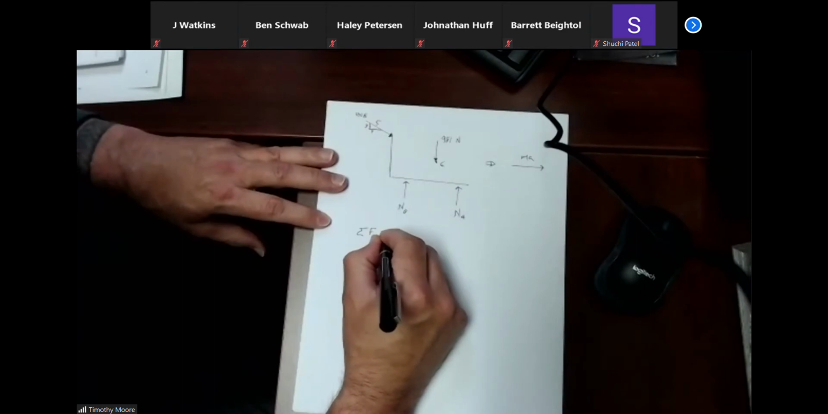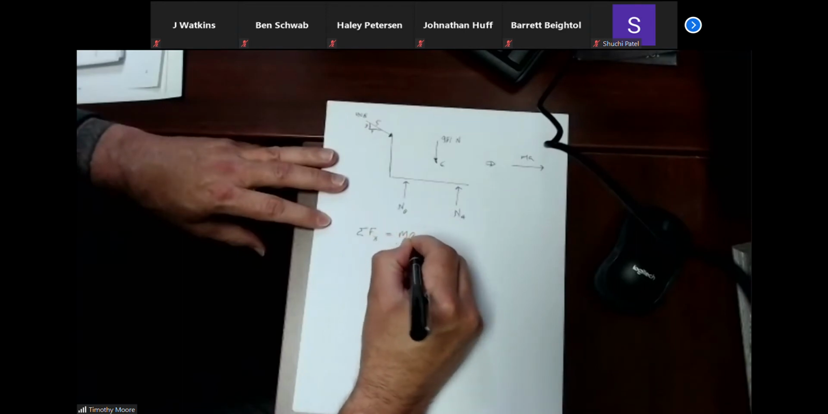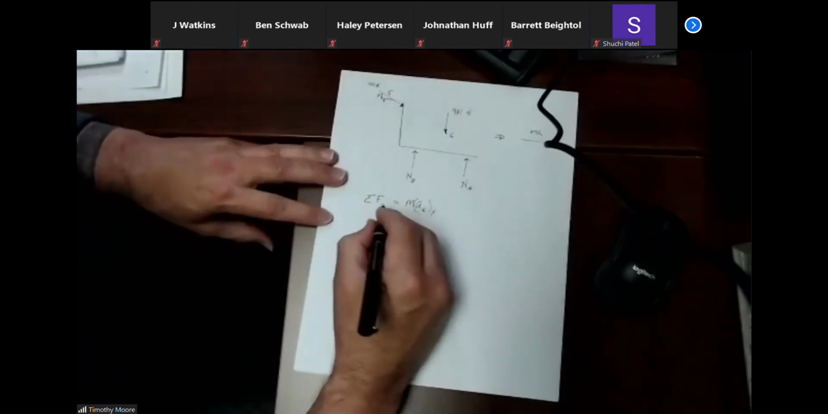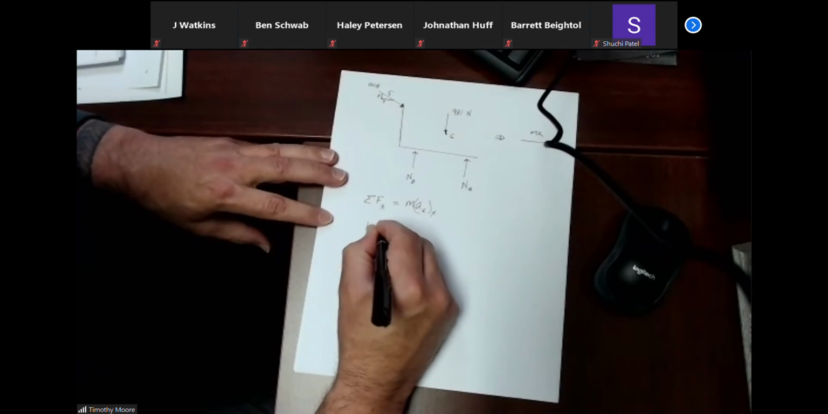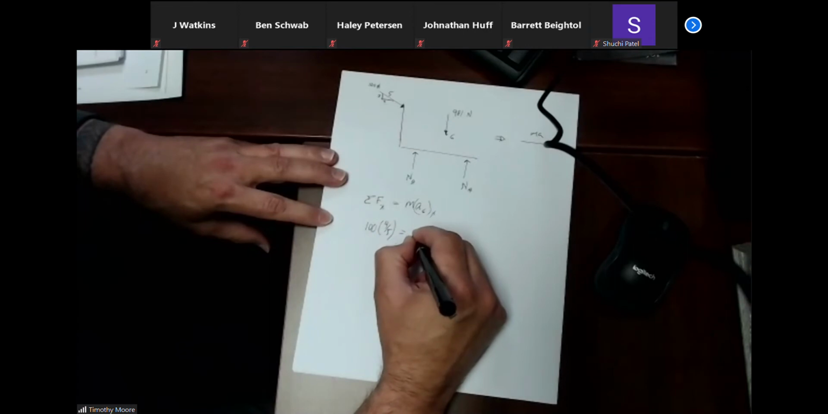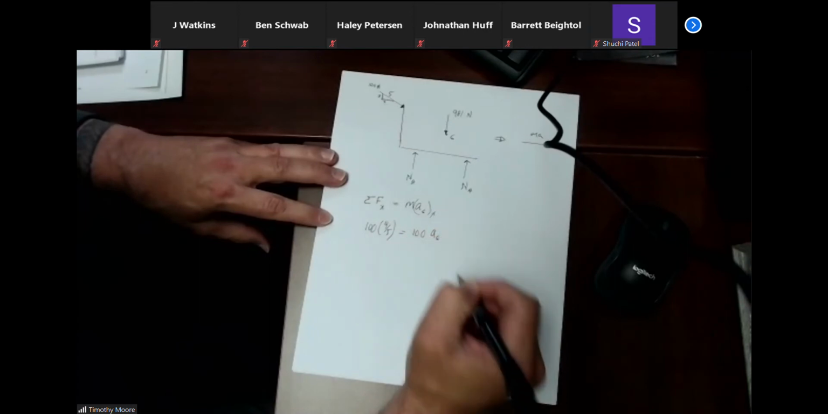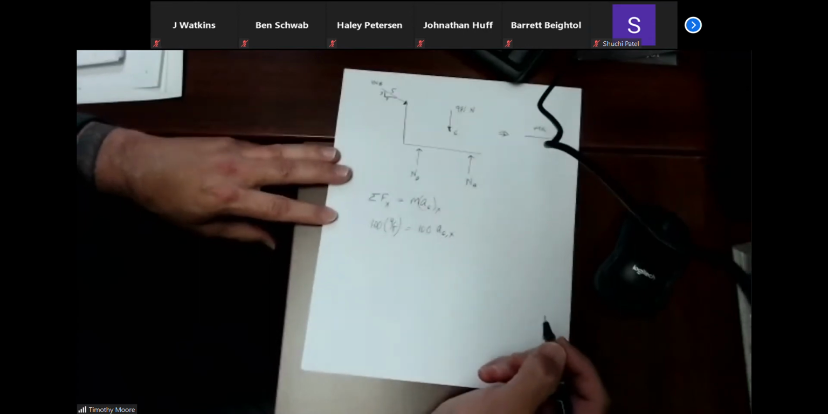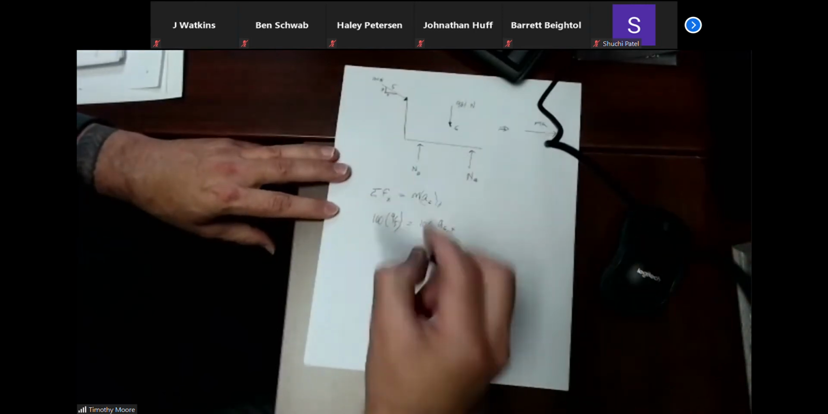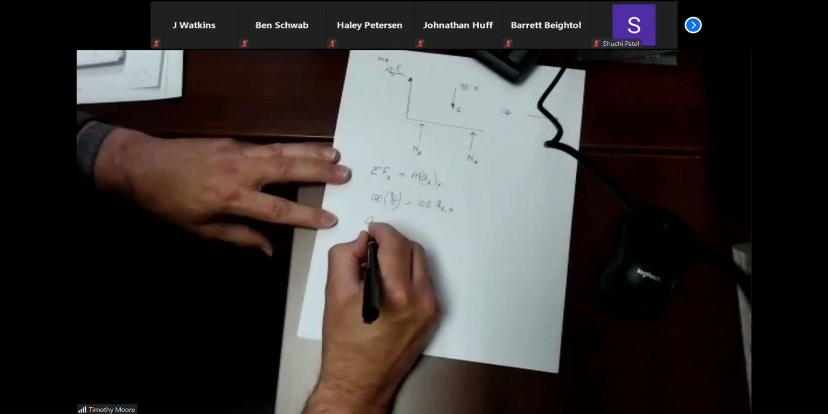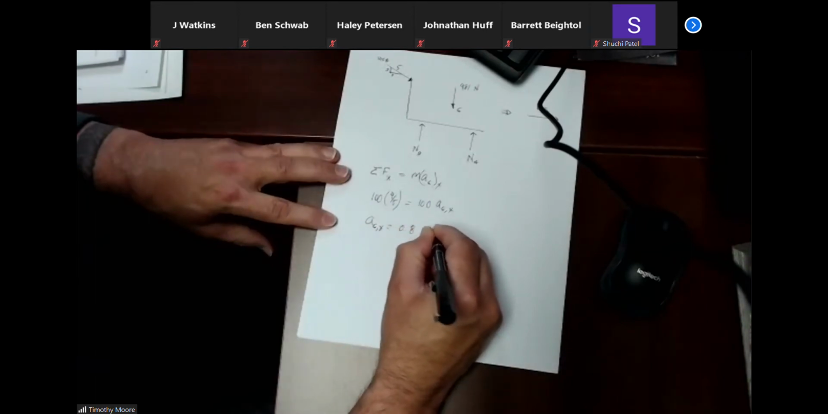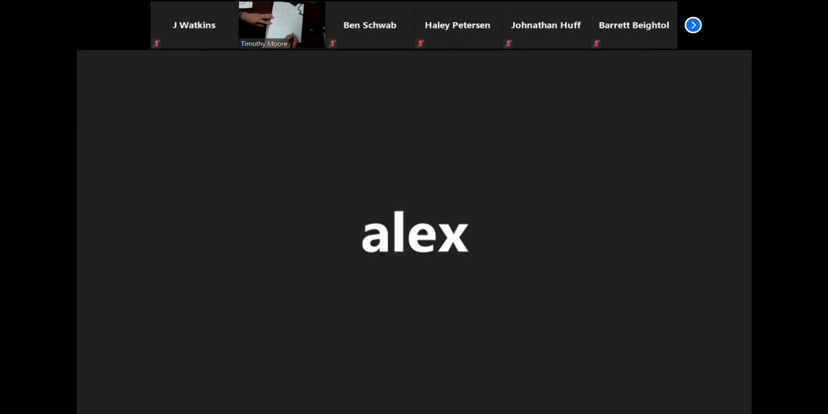If we sum the forces in the x direction equal to the mass times acceleration of the center of mass in the x direction, we get the following equation. We have 100 times 4/5, which is the x component of that force, is equal to the mass, which is 100, times the acceleration of the center of mass in the x direction. When you solve for it, the acceleration of the center of mass in the x direction is equal to 0.8 meters per second squared.